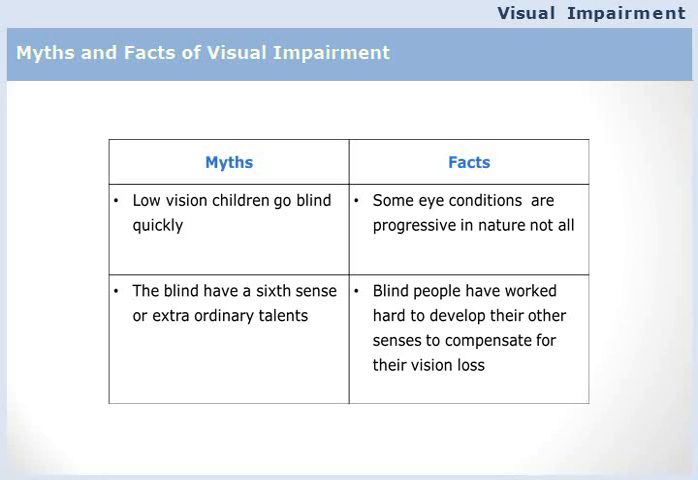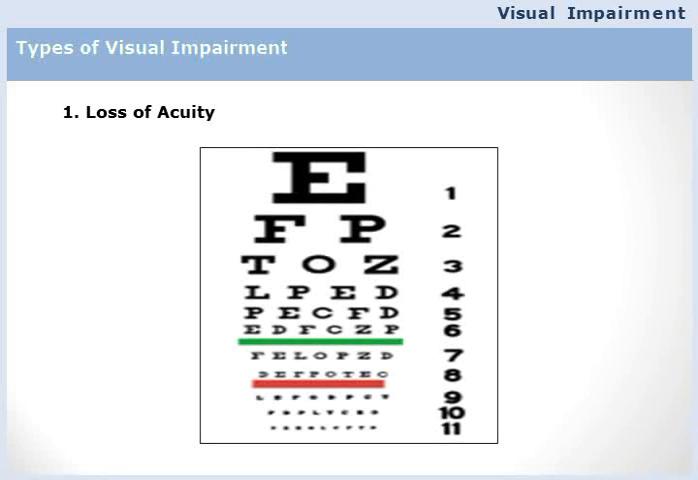They work so hard on compensating their visual loss by focusing on their other senses. It's not that they're born with some additional sixth sense or some additional extraordinary power. Different eye conditions have different implications. One of the most common things that we see is loss of visual acuity, which means there is blurred vision. It is like watching out of a window which is not clean.